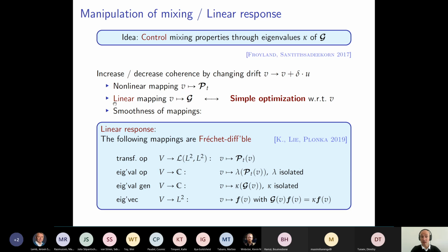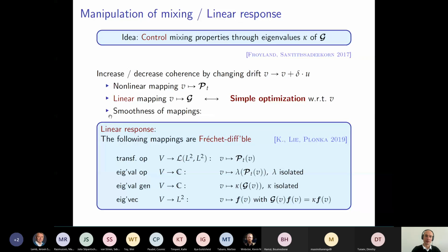On the one hand. On the other hand, the generator is now linearly depending on v. This generator was the Fokker-Planck operator, so this is clearly linear in v, which leads us to a very simple optimization problem, if we want to optimize the eigenvalues of kappa, at least locally, with respect to V, at least formally.